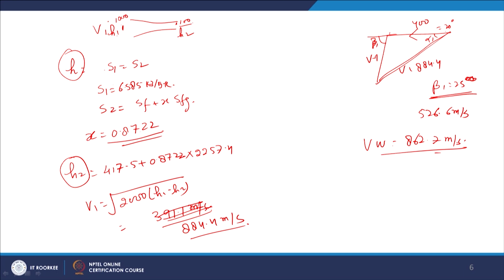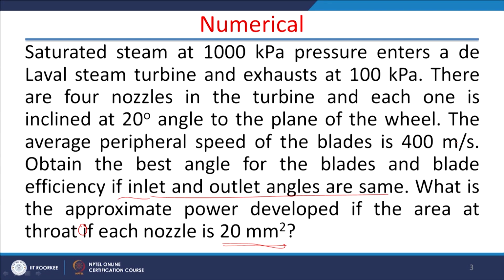Now let us go to the nozzle part. We have to find the throat diameter. We have already found the best angle for the blades, and the area of the throat is given. Now we have to calculate the power. So, for this we will again go for the analysis of the nozzle.